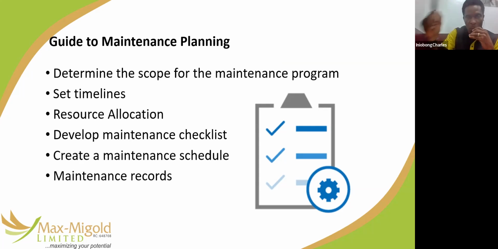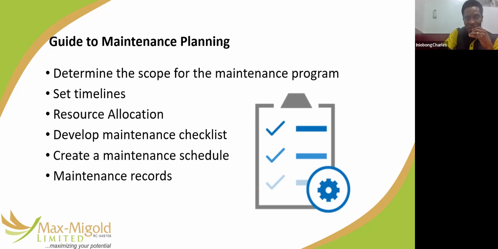Now, it's just about everything we've been saying. Number one, you determine the scope of the maintenance program, of the schedule, how far you want to go. This is determined from your facility condition assessment and from the manual of that asset. You'll be able to draw out the scope of your maintenance. Then you set timelines for when this thing is supposed to be done. You set SLA for your maintenance. Then resource allocation. You put the right resources on ground, especially personnel. You need to get the right personnel on ground. The technicians can mess you up if you are not careful.